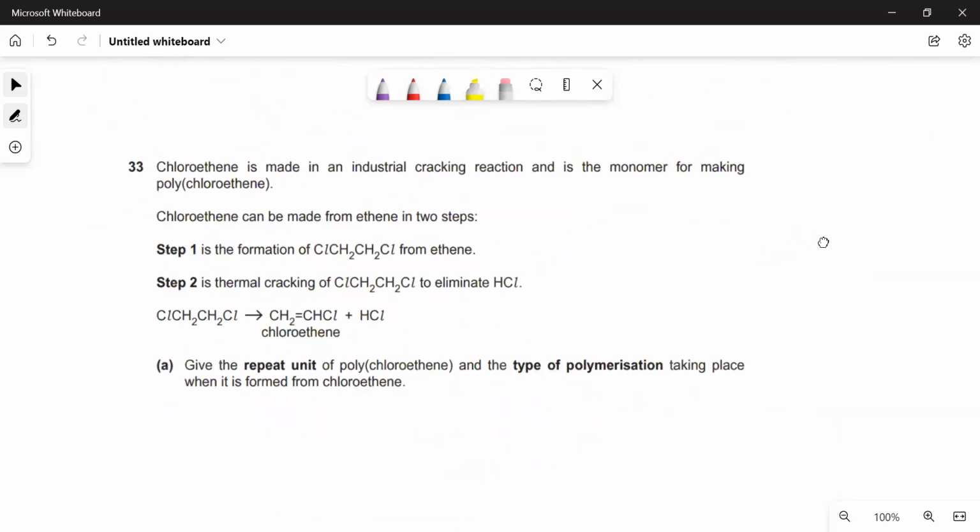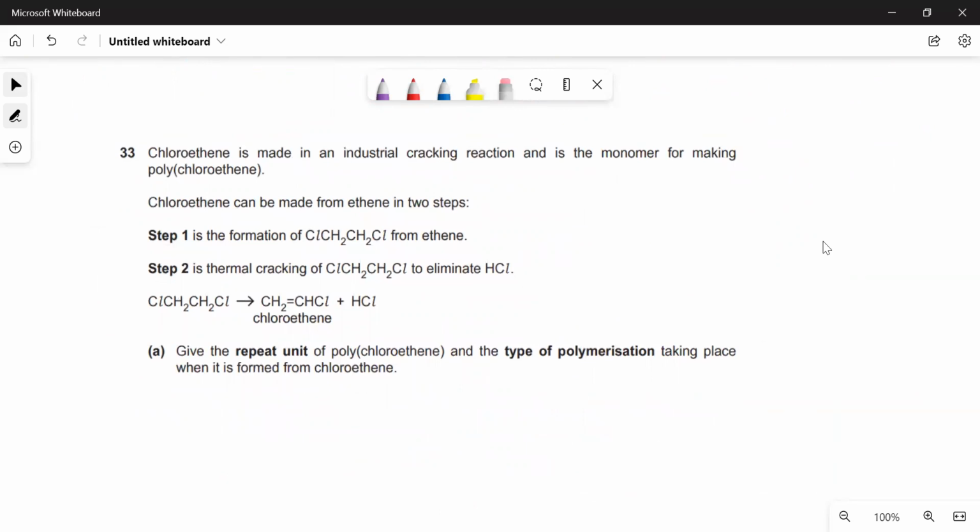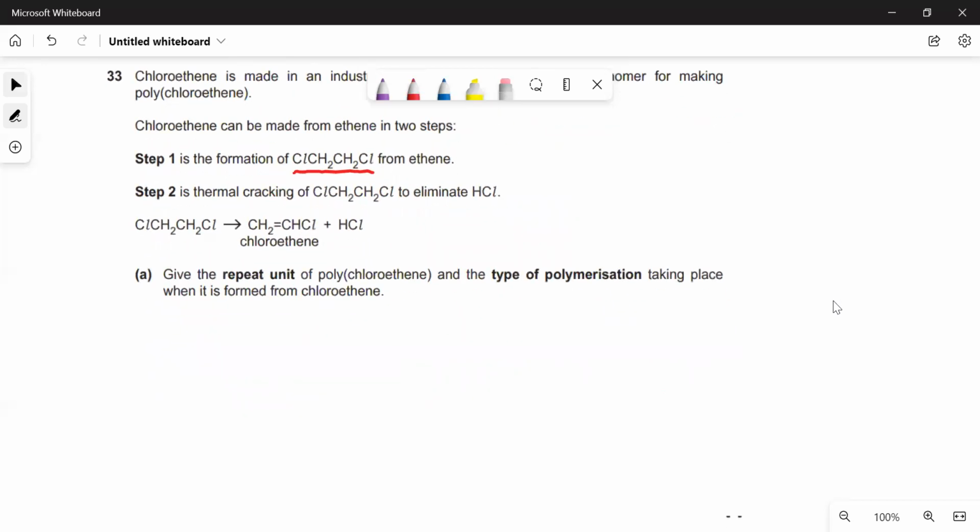Okay, onto organic chemistry now. Chloroethene is made in 2 steps. You form the dichloroethane from ethene, and then thermally crack it to eliminate HCl. Give the repeat unit of polychloroethene and the type of polymerization taking place. So that's pretty straightforward. We're going to have chloroethene. Let's draw it like that. We'll draw another chloroethene next to it.